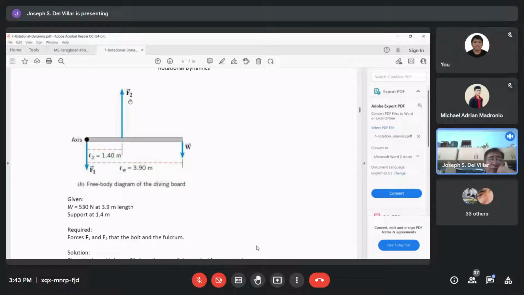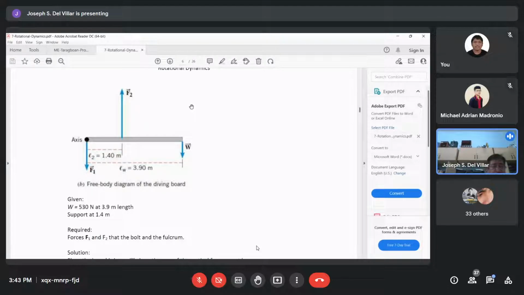So let's start again. F2 times 1.4 minus W times, this time, ang lever arm niya is 3.9. Hindi na 2.5. Okay? Remember, bago na yung axis of rotation natin. Nandito na. So the lever arm of the weight of the woman is the total length of the board. Okay? So I repeat, ang equation natin dito is F2 times 1.4 minus 530 times 3.9 is equal to 0. One equation, one unknown in F2, you can solve for F2. Give me the value of F2.